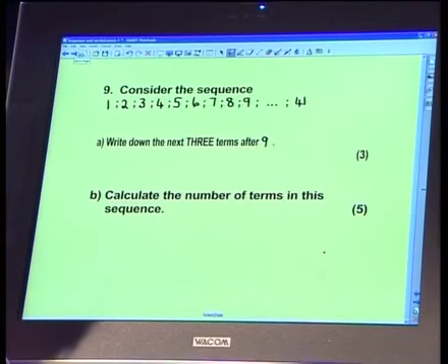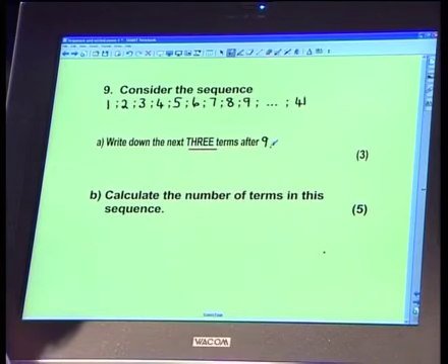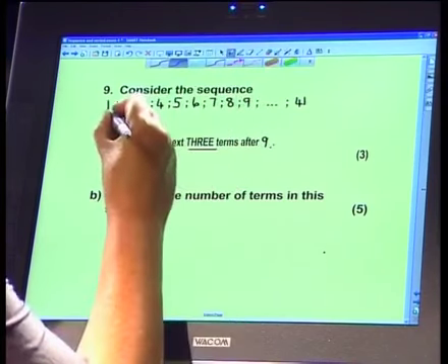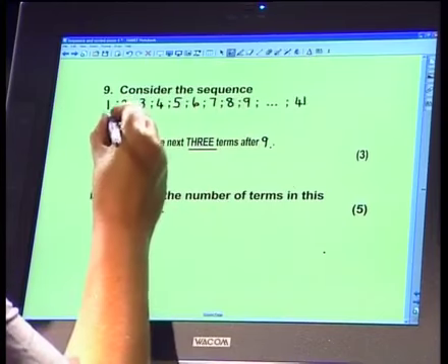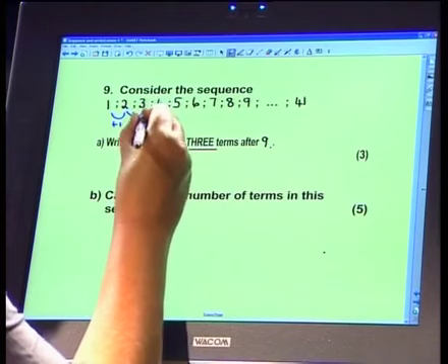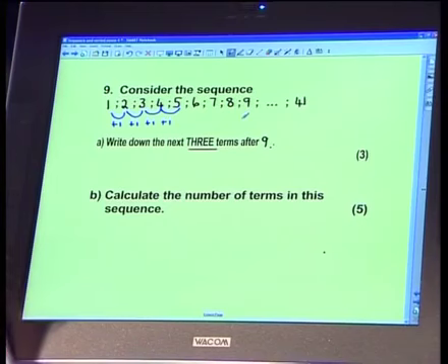Right, next question. They say, consider the following sequence: 1, 2, 3, 4, 5, 6, 7, 8, 9, and so on to 41. They ask you to write down the next 3 terms after 9. Now, all you have to do is establish what kind of thing is going on here. So let's take our blue pen and mark it in. What's happening to move from here to here? We are adding 1. To move here, adding 1. Here, adding 1. Here, adding 1. We can be pretty sure that's how this sequence is behaving.